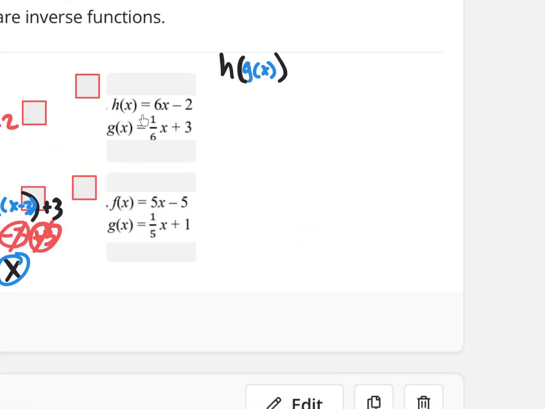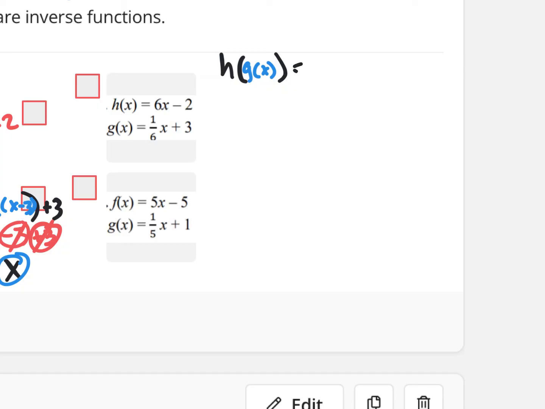So let's try this one by plugging in the g of x into the h of x. So I'm going to plug in this binomial, 1/6 x plus 3, right into this x position right here. So I'm going to rewrite the h of x function with big parentheses, so I could actually plug this into the x.